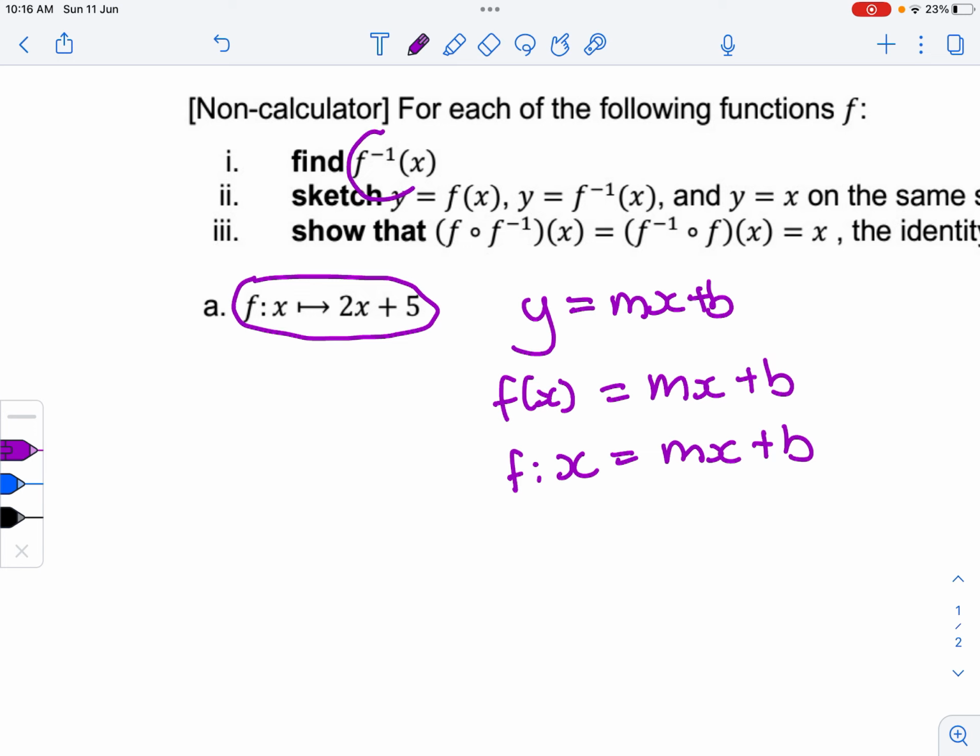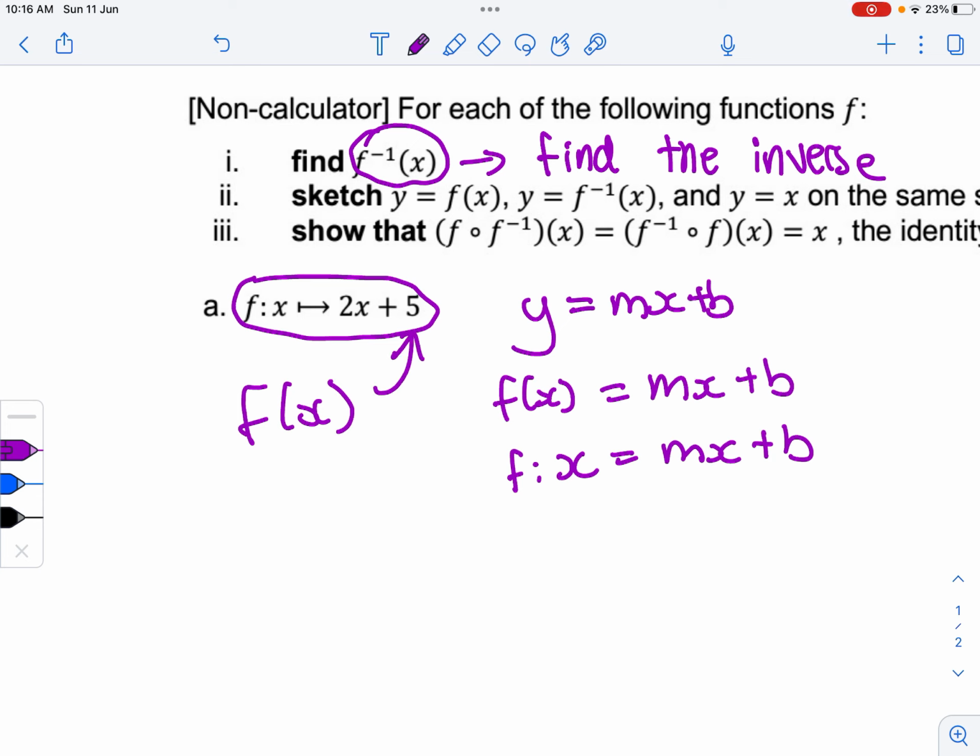Now we want to know, it says find f inverse of x. Whenever you see something like this, it always means that it wants to find the inverse. We know that f of x itself is this one here. Now it asks for f inverse of x. So again, whenever you see this, that means we want to find the inverse. Now how do we find the inverse?